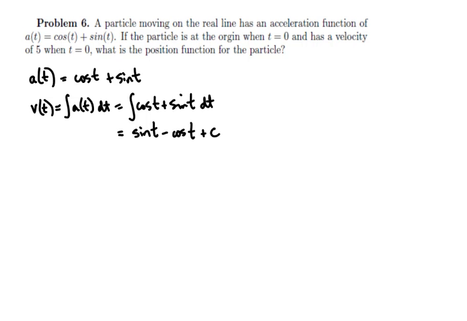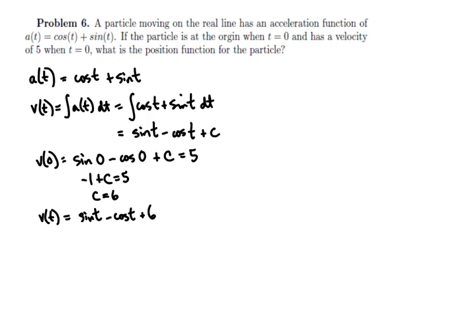But we're told that the velocity is 5 when t is equal to 0. So we plug in t equals 0 and set this equal to 5. We know sine of 0 is 0, cosine of 0 is 1, so we have negative 1 plus c equals 5. And here c is equal to 6, so that gives us a velocity function of sine of t minus cosine of t plus 6.